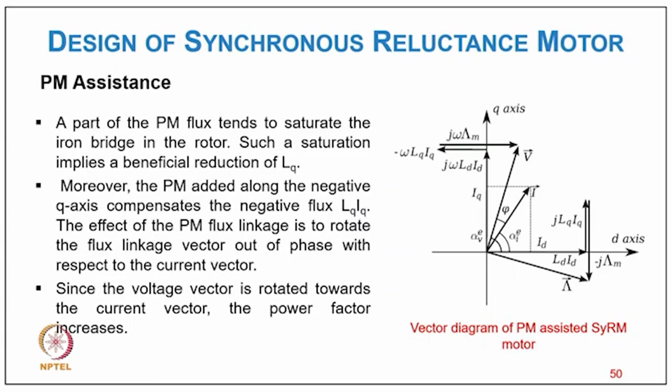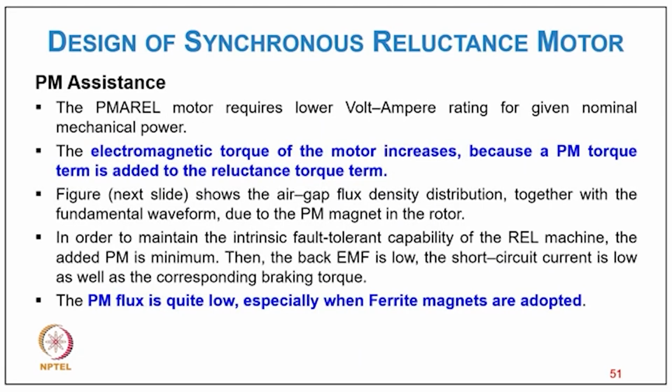Moreover, the PM added along the negative q-axis compensates the negative flux Lq-Iq, and the effect of the PM flux linkage is to rotate the flux linkage vector out of phase with respect to the current vector. Since the voltage vector is rotated towards the current vector, the power factor increases. Here you can clearly see the vector diagram of the PM assisted machine, where the power factor really gets improved because of the PM assistance. The PM assisted reluctance motor requires a lower volt-ampere rating for a given nominal mechanical power, and the electromagnetic torque of the PM motor increases because a PM torque term is added to the reluctance torque term.